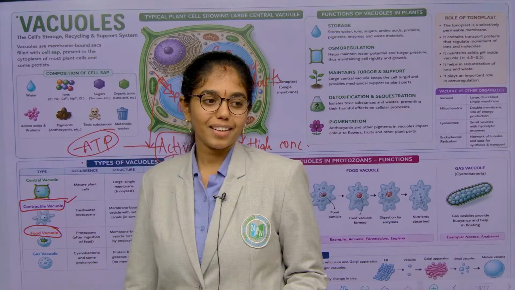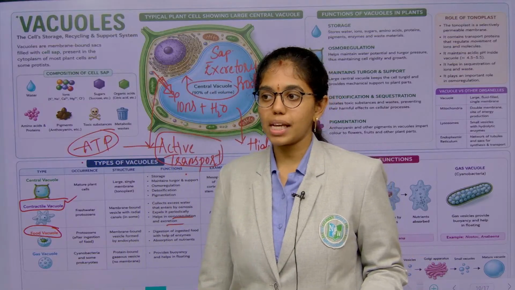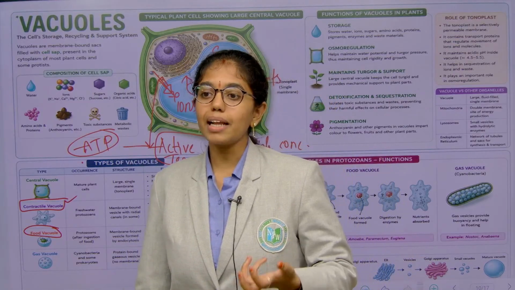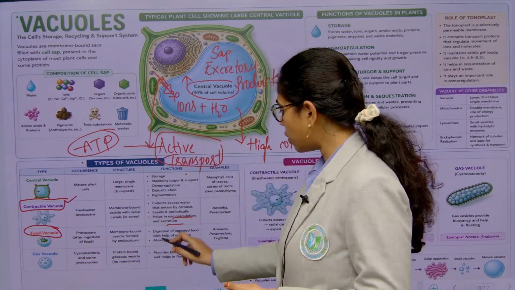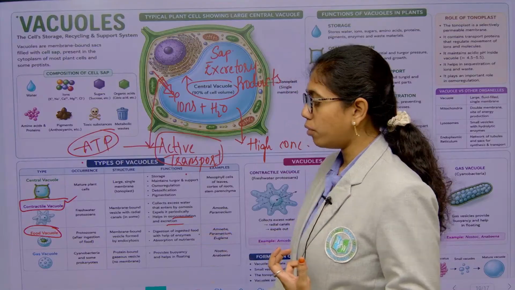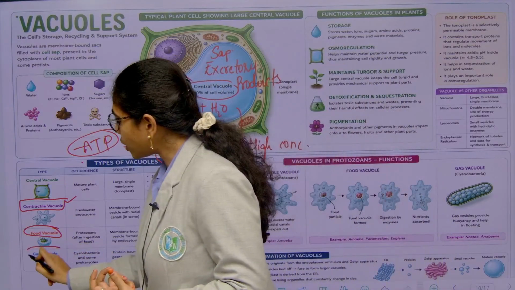Ciliated protozoan. Very good. Paramecium. We can see the food vacuole that mainly participates in engulfing of food material. Okay, this is involved in what? Ingestion of food material.